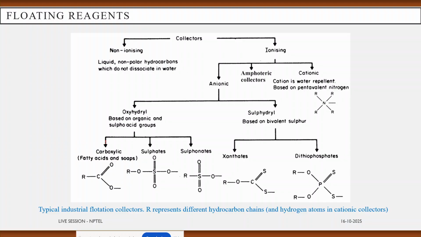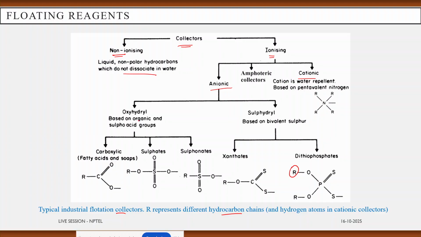So this one is typical industrial flotation collectors. Here the R groups are represented by different hydrocarbon chains and hydrogen atoms in the cationic collectors. So collectors can be divided into ionizing and non-ionizing groups. Non-ionizing collectors are liquid non-polar hydrocarbons which do not dissociate in the water, whereas ionizing collectors are anionic, cationic, or amphoteric collectors.